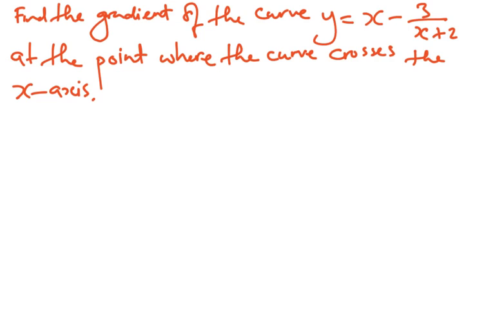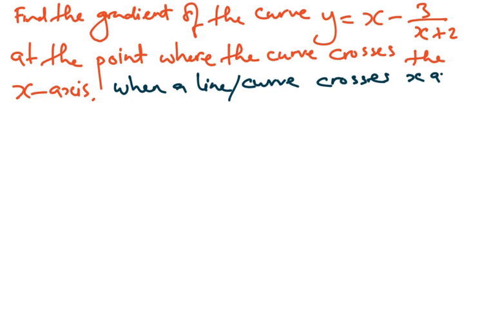Okay, find the gradient of the curve y equals x minus 3 over x plus 2 at the point where the curve crosses the x-axis. When a line or a curve crosses the x-axis, y equals 0. Remember that. If the line crosses the y-axis, then x becomes 0.